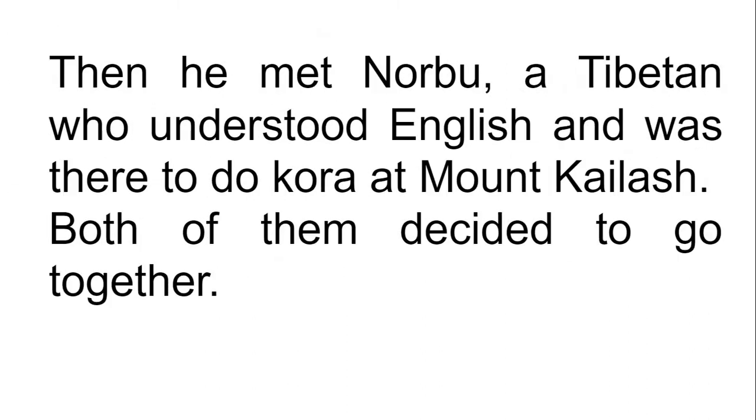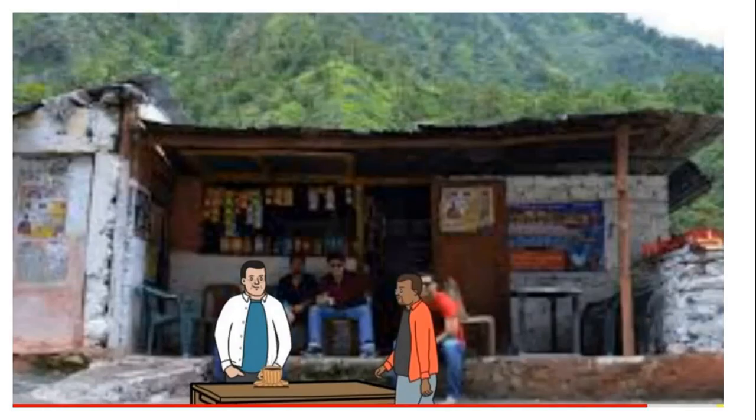And finally, he meets Norbu. Norbu is a Tibetan working in Beijing at the Chinese Institute of Ethnic Literature. He had also come there for the Kora to Mount Kailash. Both of them decide to climb together, though both are equally ill-equipped for the pilgrimage. They have each other's company for the Kora, and the suggestion to travel together came as a relief to both of them.